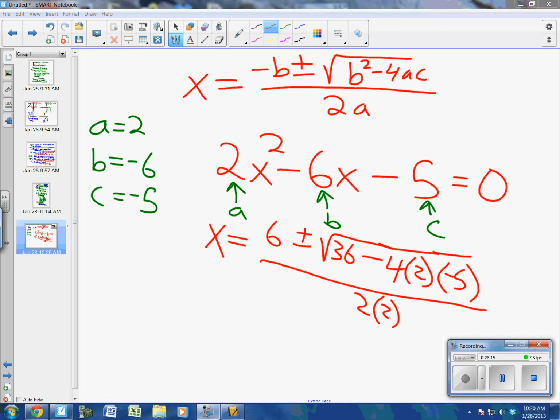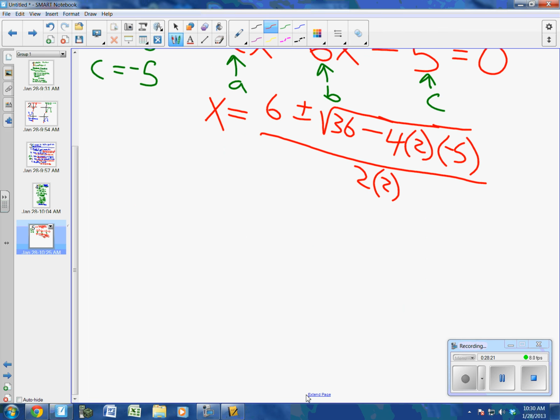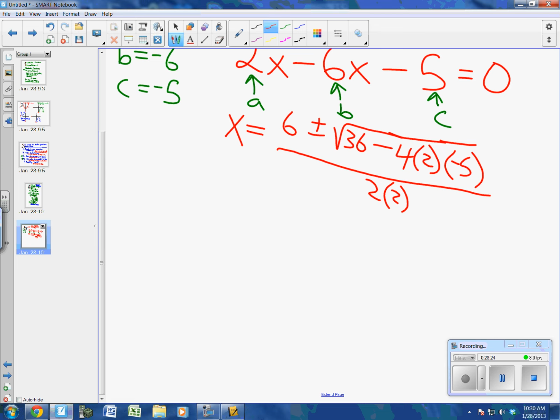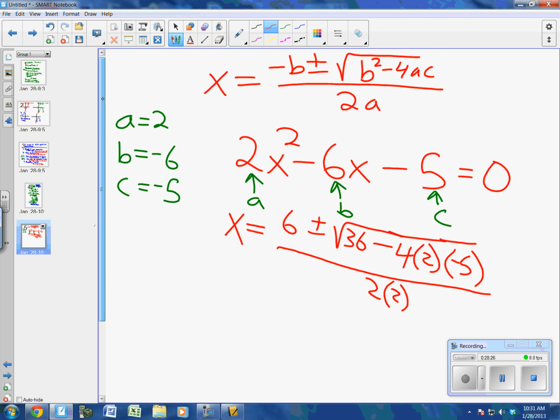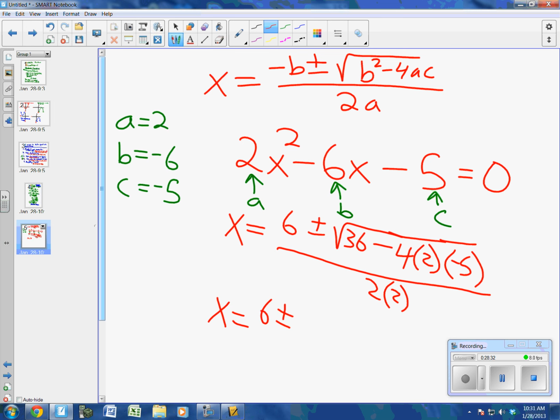We are doing a practice problem, putting a, b, and c into the quadratic formula. Okay, now, so there's our quadratic formula. This is it right here. We got to simplify it. So we have 6 plus or minus, we've got the times negative 4 times 2 times negative 5 together. What do you get when you do that?